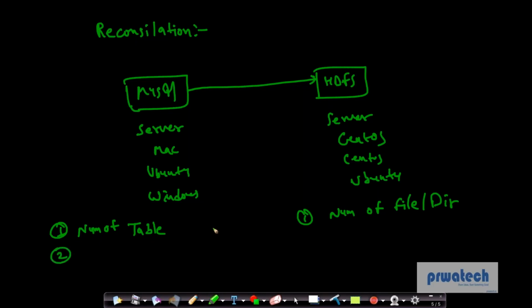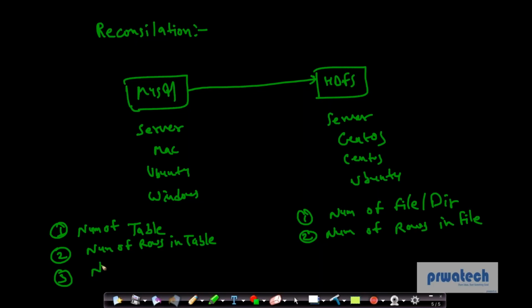Second, number of rows in the table should be equal to the number of rows in the file. I can check that using the WC command, the word count command. It will count how many rows are there. Then third reconciliation, number of columns.